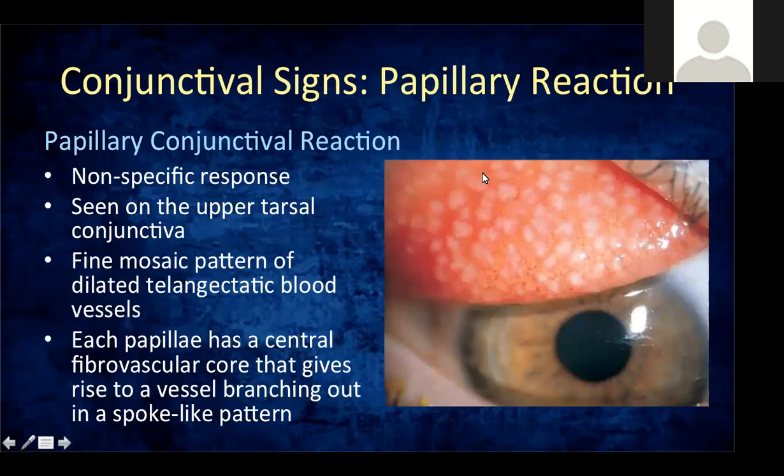When we talk of your papillary reaction, again, just like your follicular, it's pretty much non-specific. It's more obviously seen in the upper tarsal conjunctiva. So you have to flip the lids, particularly the upper lid, if you want to see the obvious papillary reaction. If you look at it closely, it has a fine mosaic pattern of telangiectasia. And each papillae has a central fibrovascular core.